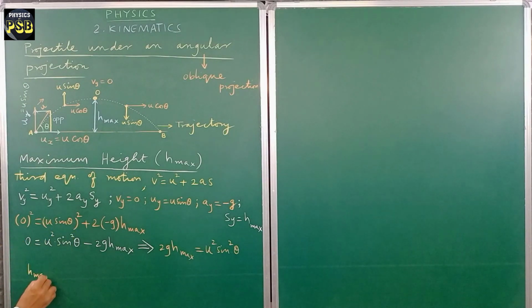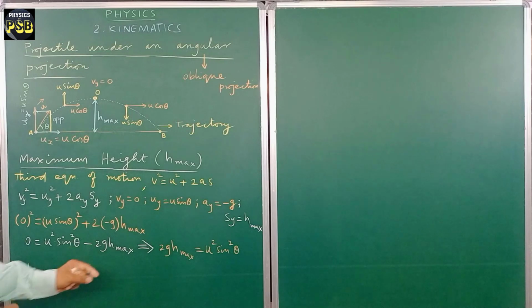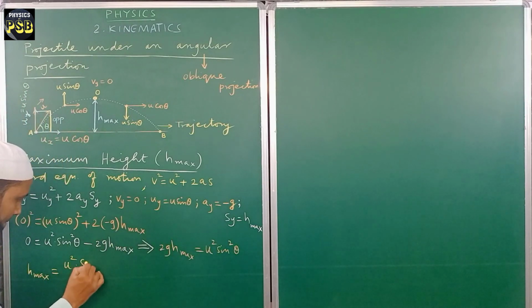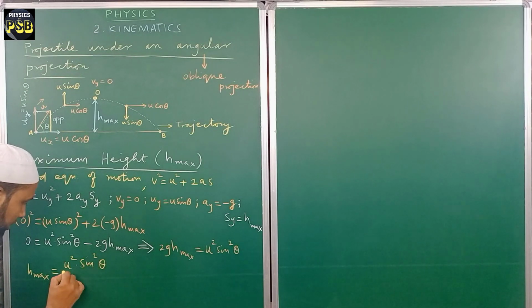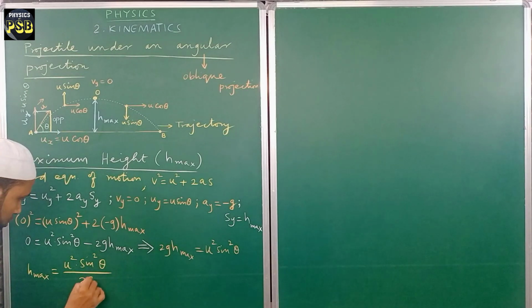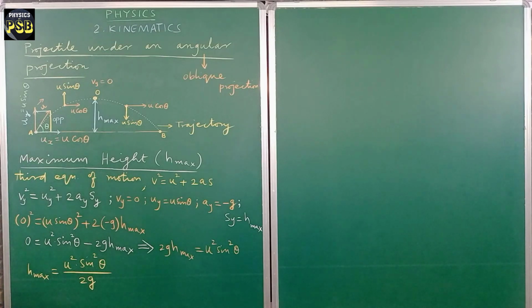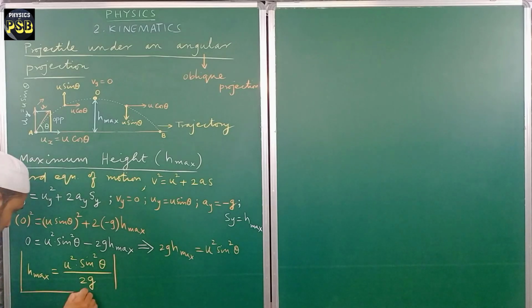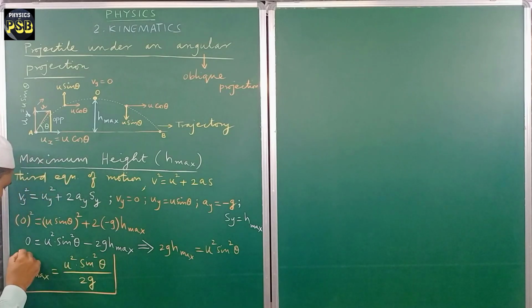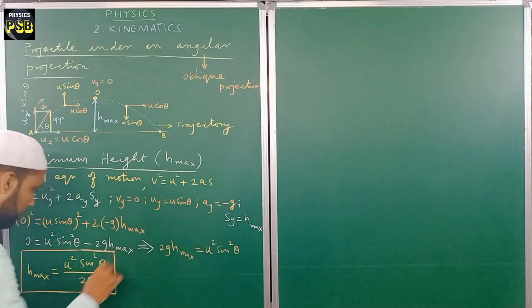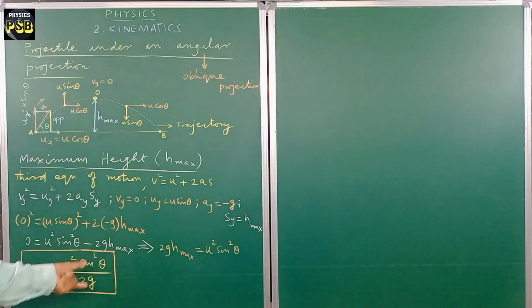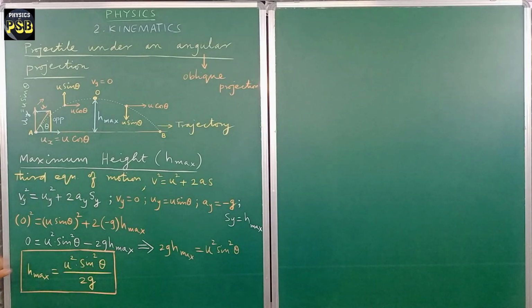H max is kept here and what remains, 2g, is taken to the other side. So it will divide u square sin square theta divided by 2g. This is what I get. I'll box it. Okay, so this is the expression to get the maximum height.